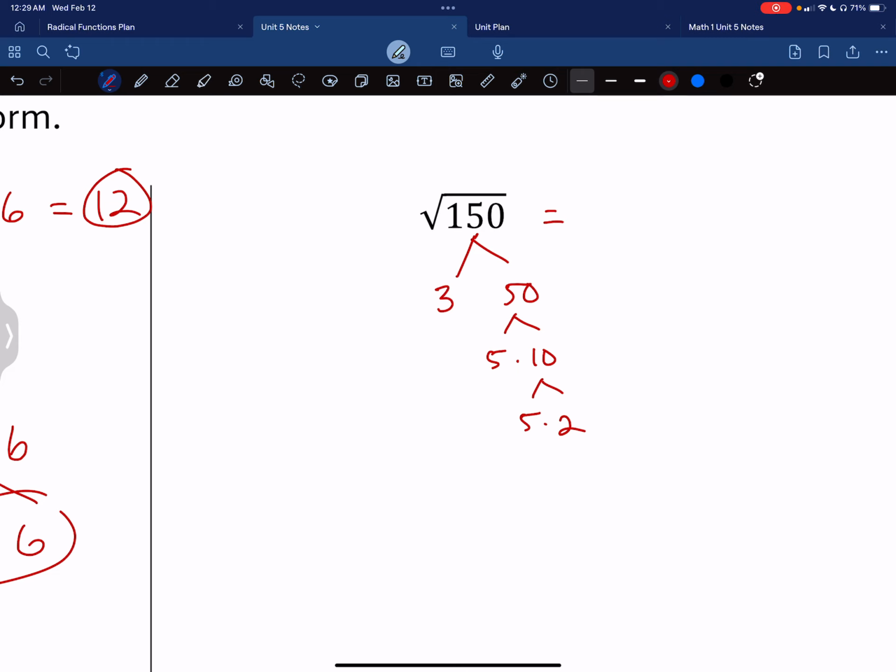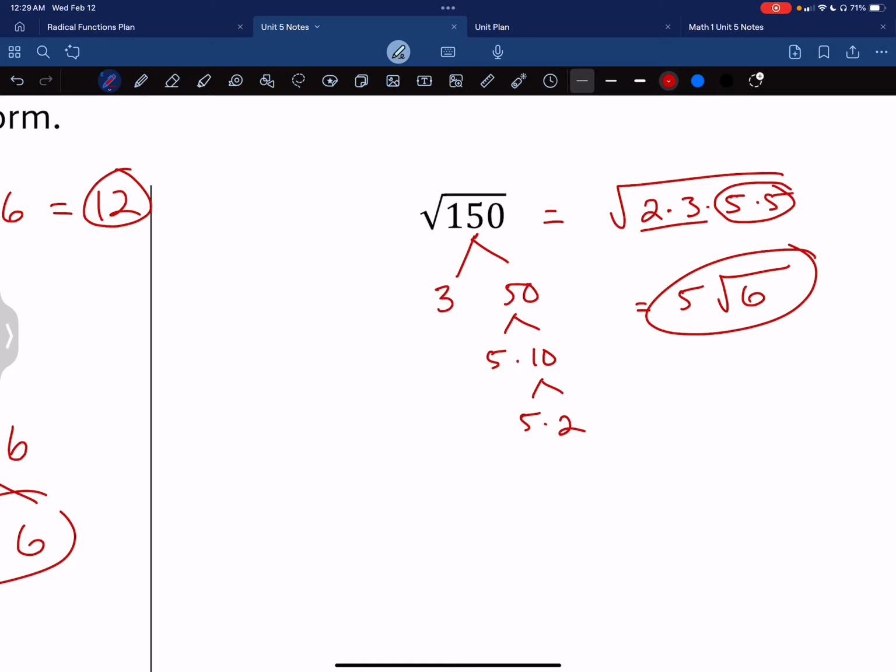So this is like saying we have the square root of 2 times 3 times 5 times 5. When we're talking about square roots, we're looking for pairs. So I can pull out a pair of 5s, and we're going to be left with 5 times, and inside we're going to be left with just the square root of 6. And that is our final answer for example one.